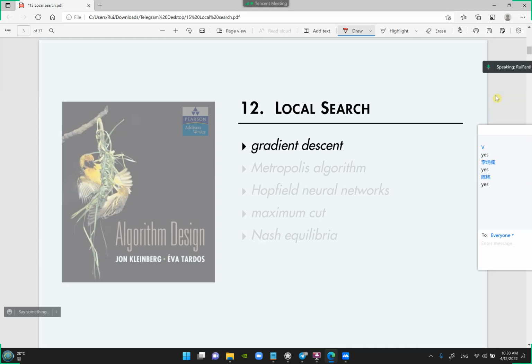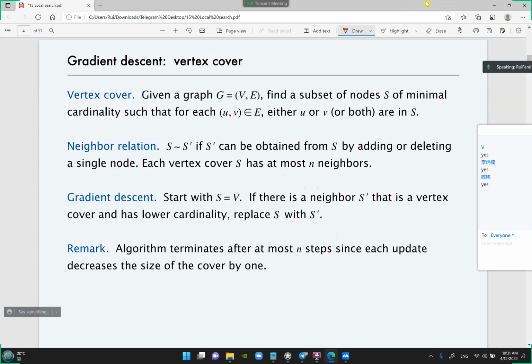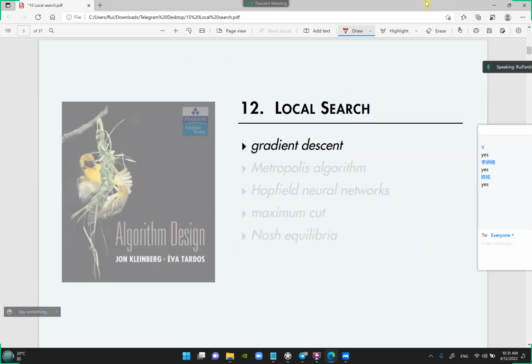All right, so today we're going to talk about a new type of algorithm called local search algorithms. And to introduce this local search algorithm idea, I'm going to start with an algorithm which I think many of you have seen before, which is gradient descent. Gradient descent is a way to optimize a function in a continuous setting.